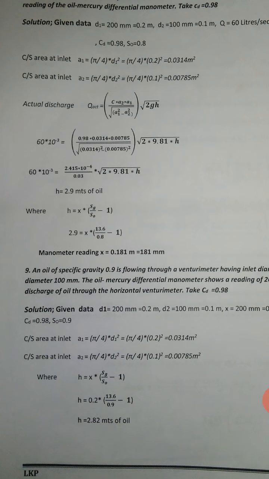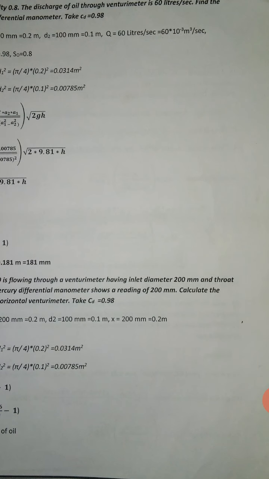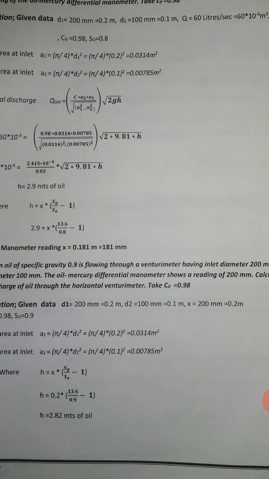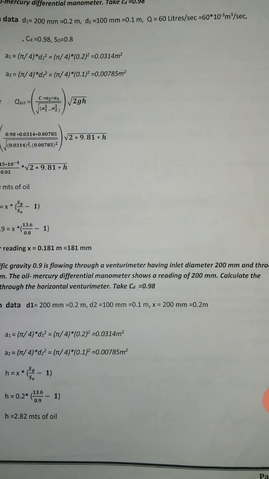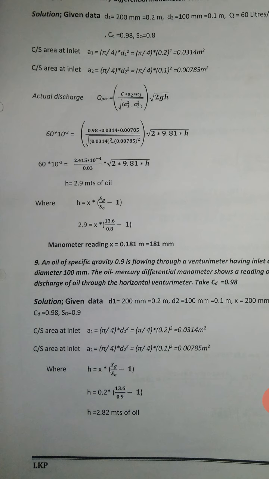The next problem: an oil of specific gravity 0.9 is flowing through a venturimeter having an inlet diameter of 200 mm and throat diameter of 100 mm. An oil-mercury differential manometer shows a reading of 200 mm. Calculate the discharge of oil through the horizontal venturimeter.